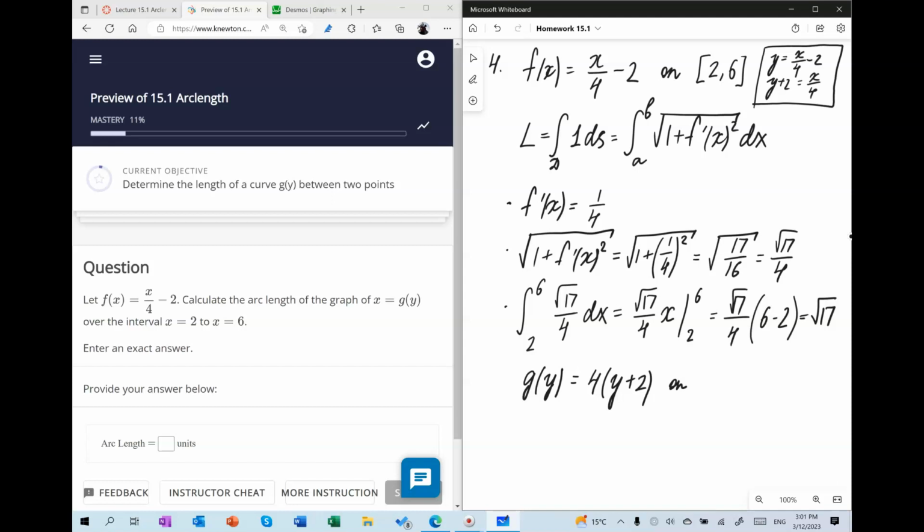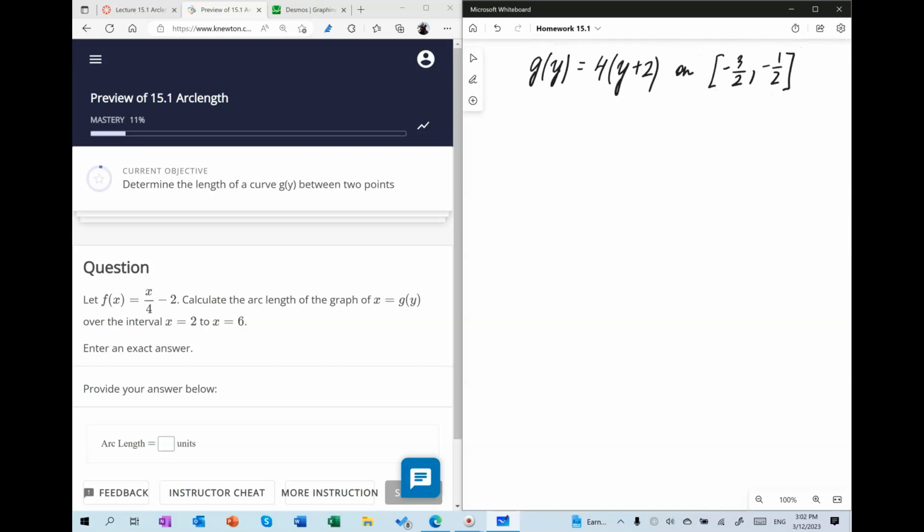Now we also need to plug in 2 and 6 to find the corresponding y values. So if you plug in 2 into the equation, then we get, actually, negative 3/2. And if we plug in 6 into the equation, then we get negative 1/2. So I don't really see how this would be beneficial at all, but can we do it? Yes. We can turn the original function into the function in terms of y.